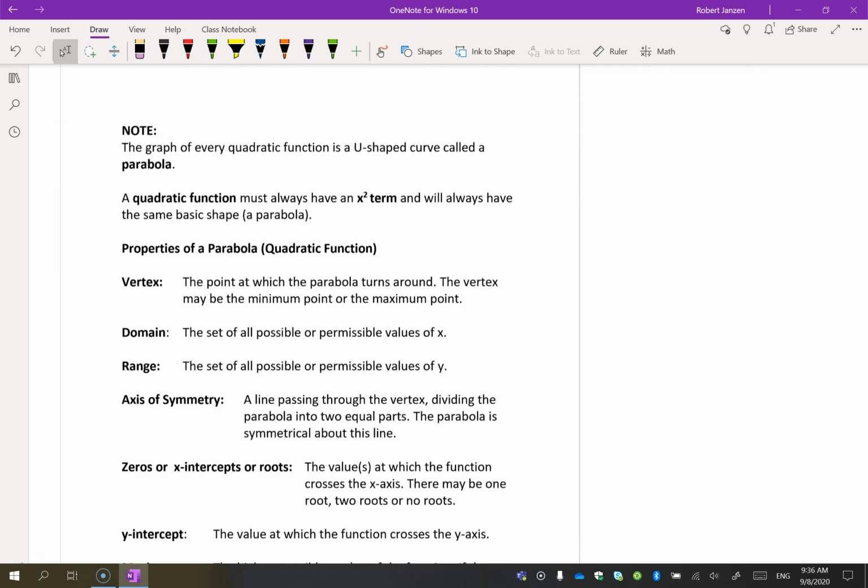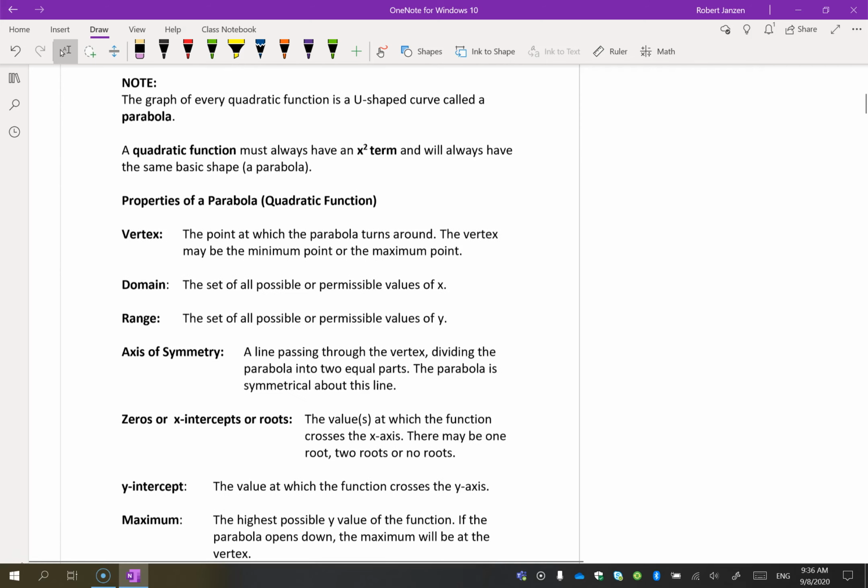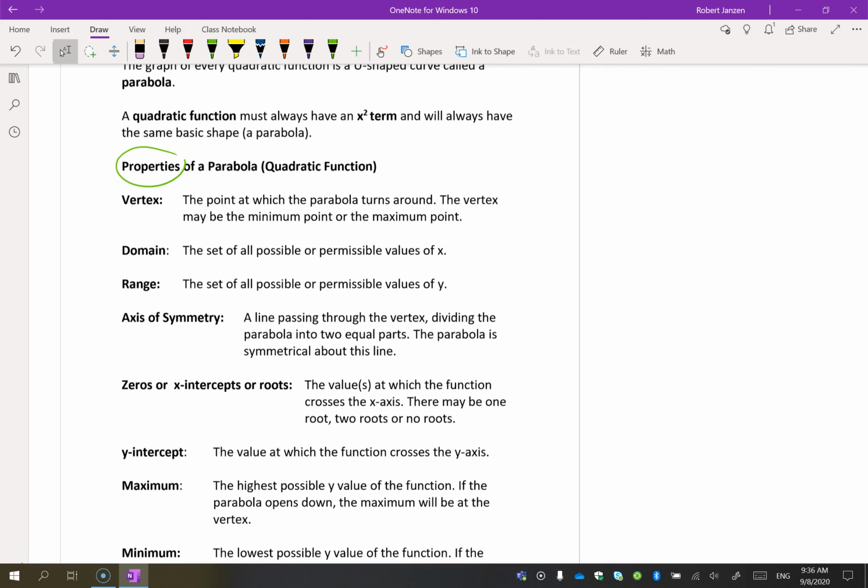Okay, so let's take a look at some of the characteristics or properties of a parabola. Okay, first of all, there's the vertex. The vertex is the point where the parabola turns around. So if you remember the ones we had on the previous page, the vertex would be this point where it's turning around, where it goes and seems to change direction. Okay, domain, we know about this. Domain is all the x values, range is all the y values.